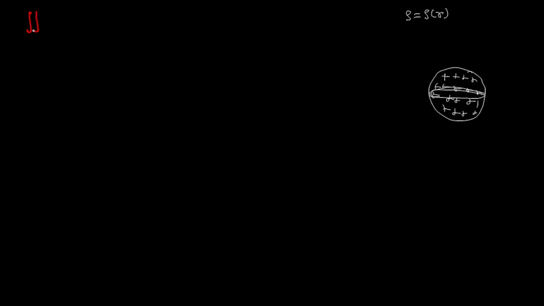So according to the statement of Gauss law, we can write the closed surface integral of E dot ds is equal to 1 by epsilon naught times q enclosed. So in order to calculate this electric field using Gauss law, what do we have to do? First we have to consider a closed surface, which we call the Gaussian surface.